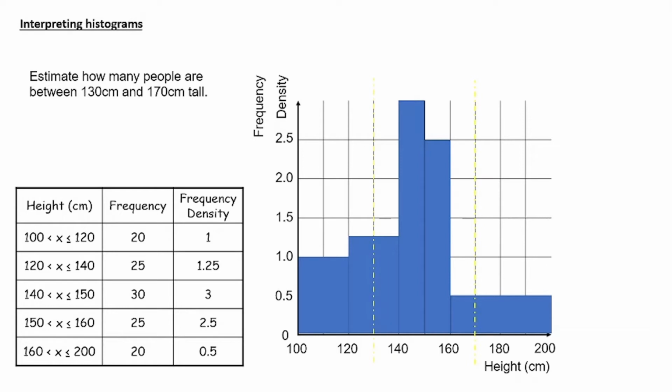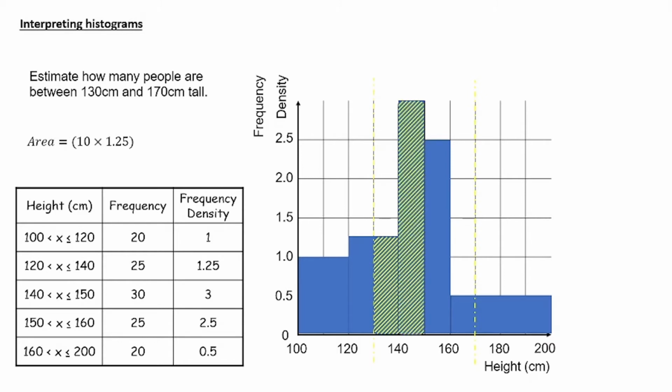Now, some of these frequencies we already have in the table, but the others we're going to need to generate for ourselves. So between 130 and 140, that's a proportion of the second interval. But I'm just going to find its area individually. It has a width of 10 and a height of 1.25. The second shaded region, well, we already know that that is 30, but once again, I can do a calculation to get that answer. The third one, we already know that that's 25, but I can do 10 times 2.5.